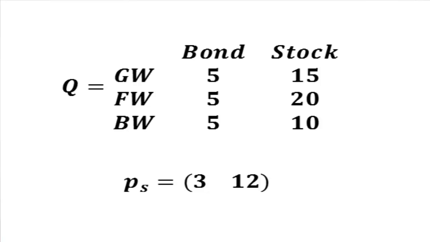Let the payment matrix be this expression here, with bonds paying $5 for each state and stocks paying 15, 20, and 10 for the good weather, fair weather, and bad weather states. And also let the prices of bonds and stocks be 3 and 12 respectively. Assume that an investor desires a cash flow of 7, 5, and 4. It is impossible, and you can try solving this equation on software to find an exact replicating strategy involving the bond and the stock to match the desired cash flow.